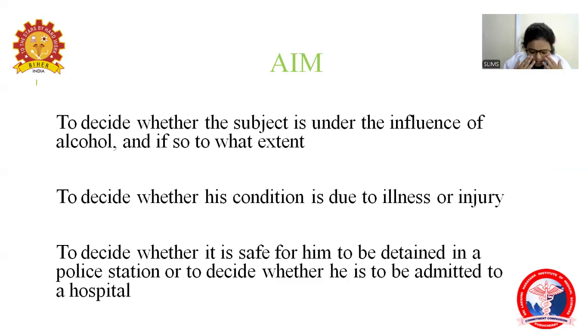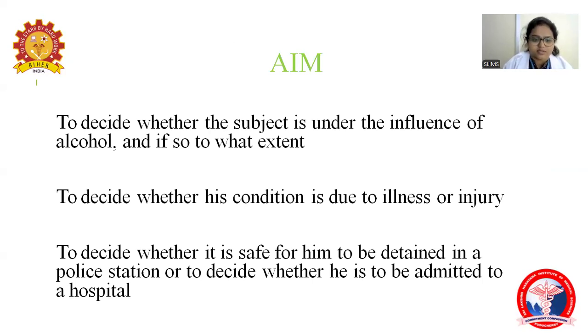So the main aim of the drunkenness certificate and the drunkenness examination. This examination is mainly to decide whether the subject is under the influence of alcohol, and if yes, what is the extent, or how much is the quantity of consumption. That is the main aim of our drunkenness examination.